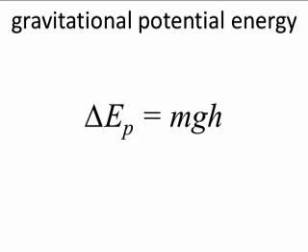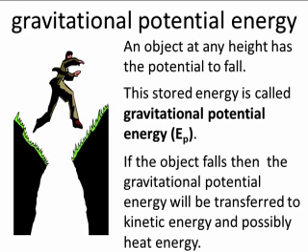A tutorial about gravitational potential energy. An object at any height has the potential to fall. This potential energy is called gravitational potential energy. If the object falls, then this gravitational potential energy will be transferred to other forms of energy, like kinetic energy and possibly heat energy if there's any air resistance.